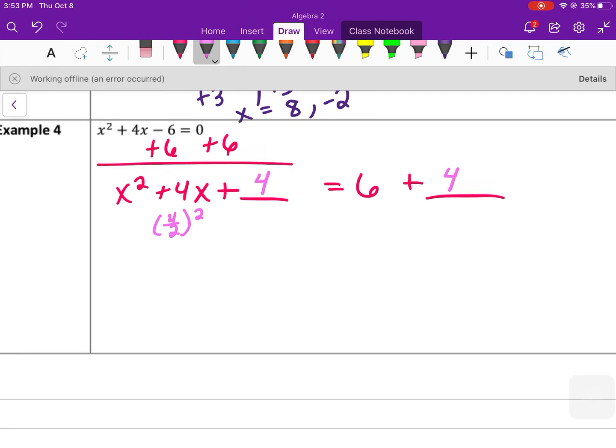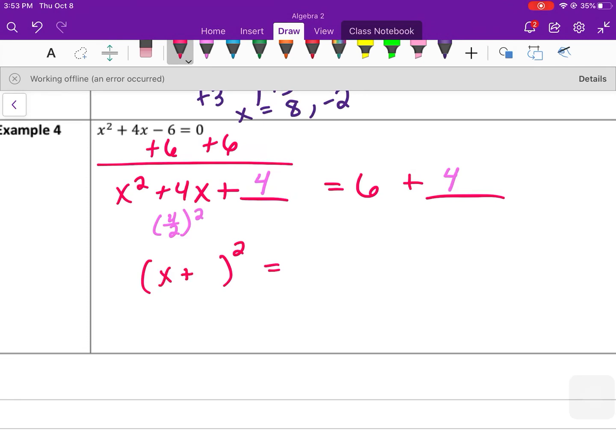Add that to the other side. Since you're squaring it, it will always be plus on both sides. You'll always be adding something there. So you should never have a negative number in those blanks because you're taking the square. Then you factor this side. It should always factor. It's a perfect square trinomial now.